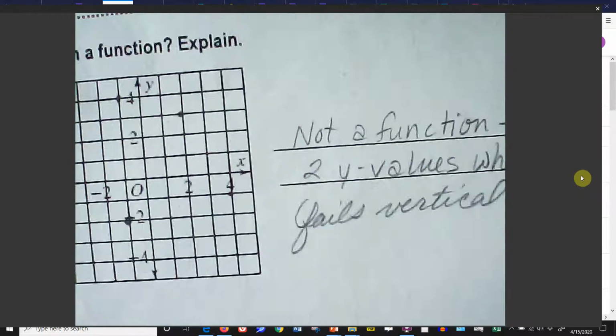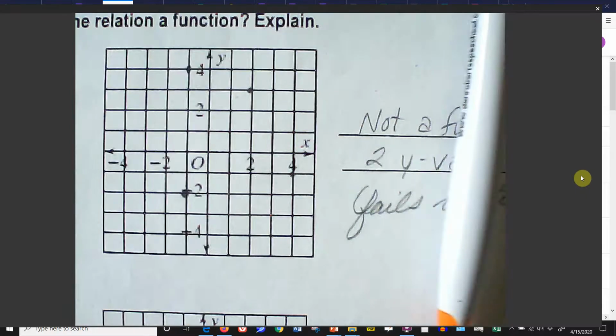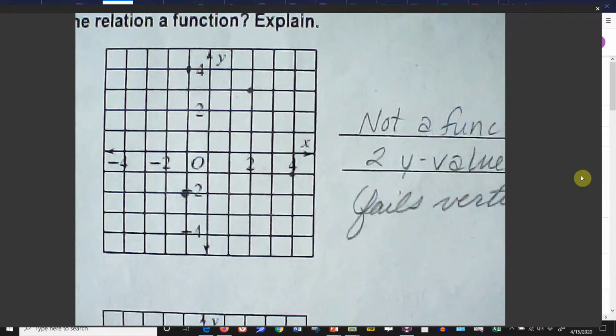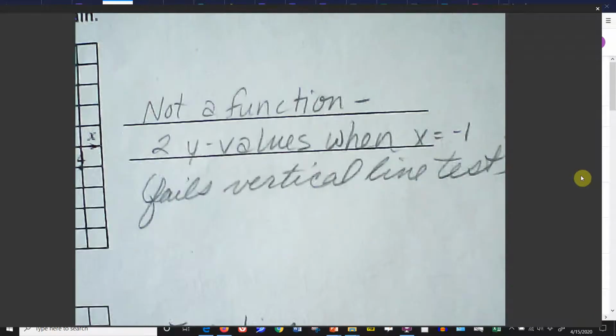It fails the vertical line test, right? Because if I come across it with my pen, oh no, two at once, right? So that does not work. So fails the vertical line test, or it has two y values when x is -1. Say it either way.